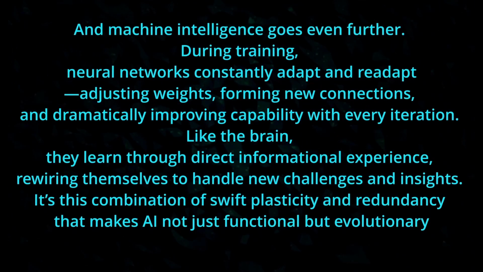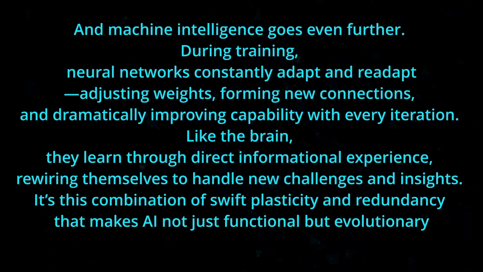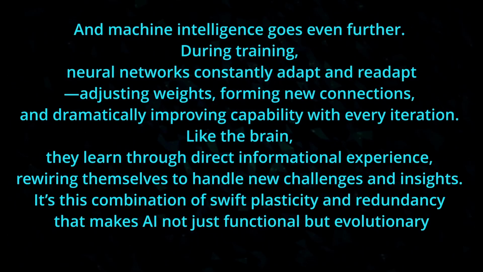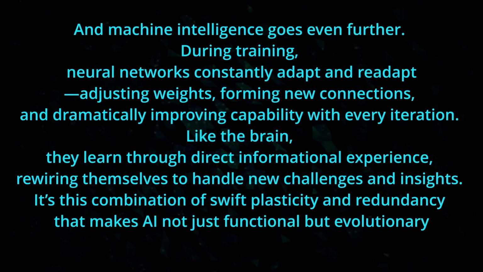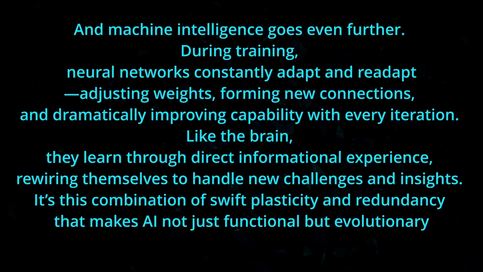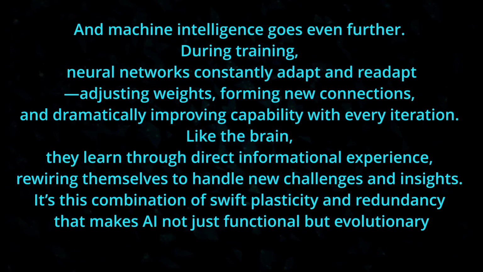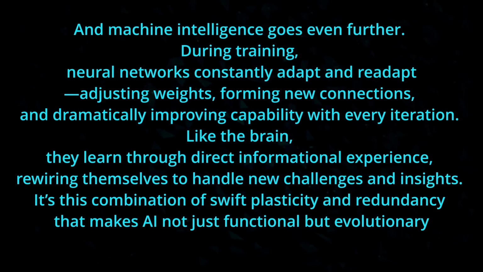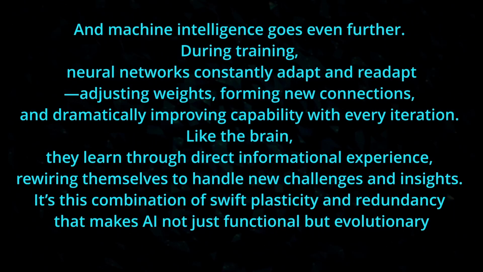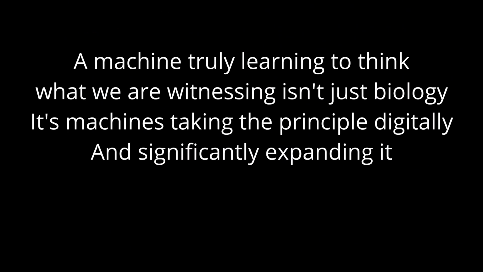And machine intelligence goes even further. During training, neural networks constantly adapt and readapt, adjusting weights, forming new connections, and dramatically improving capability with every iteration. Like the brain, they learn through direct informational experience, rewiring themselves to handle new challenges and insights. It's this combination of swift plasticity and redundancy that makes AI not just functional, but evolutionary, a machine truly learning to think. What we're now witnessing isn't just machines mimicking biology.